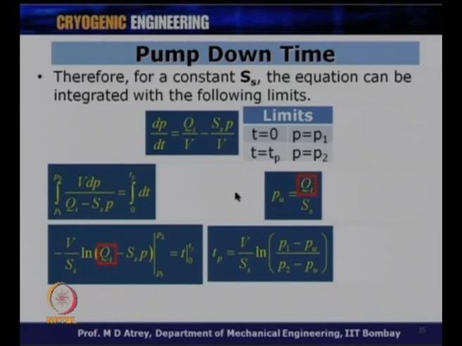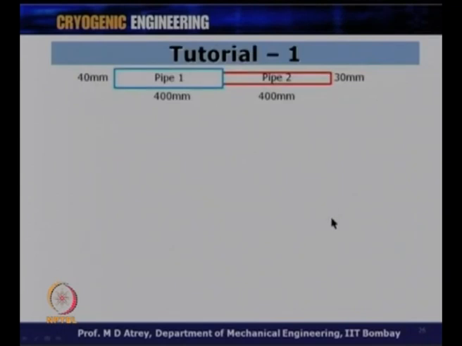So, the more important expression is 1 upon Ss is equal to 1 upon Sp plus 1 upon Co, that is the most important expression, and second is the expression for pump down time. With this background now, let us have a look at the tutorials wherein you can understand all the basics more clearly. So, tutorial 1, we got two pipes of two different diameters in series.